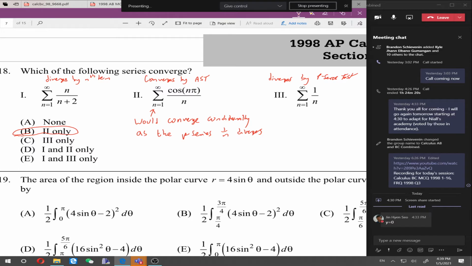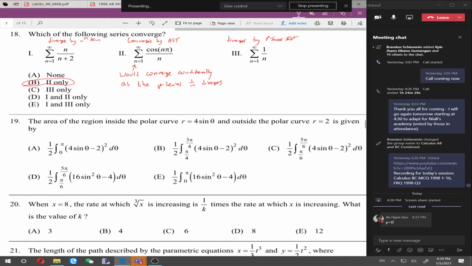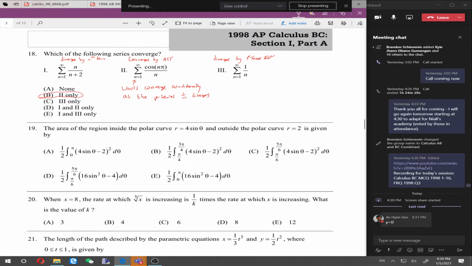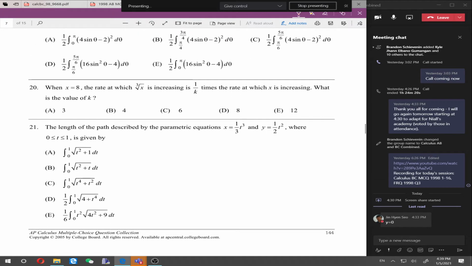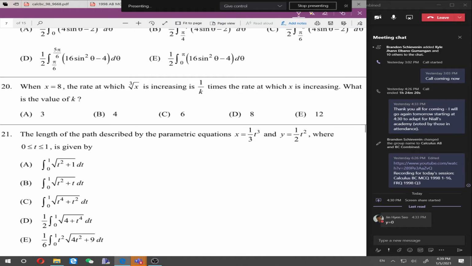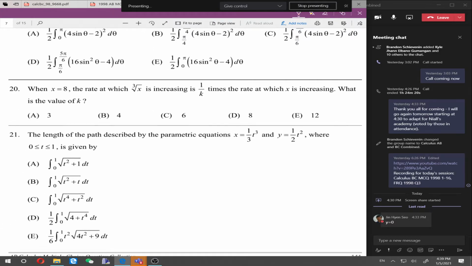Awesome. Number 19 is also BC only. Sorry, Jen. I'm going to skip 19 then. We'll do 20 first and come back to it. So for 20, when x equals 8, the rate at which the cubed root of x is increasing is 1 over k times the rate at which x is increasing. So I want to know what the value of k would be.